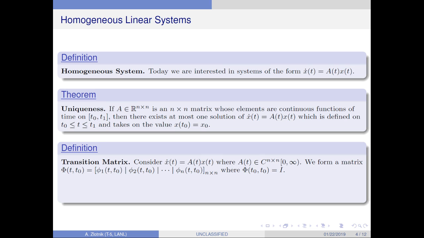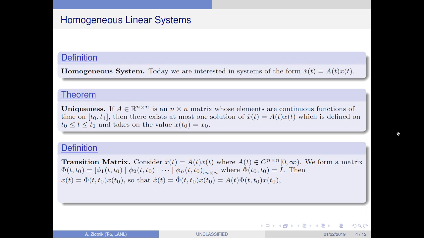Now, this transition of the system state is characterized by the so-called transition matrix. So if the matrix A that specifies the dynamics has elements that are continuous on the positive real line, we can form a matrix phi as a function of t and t0 such that phi of t0 and t0 is the identity. And then we can write the state at time t as this transition matrix operating on the initial state.